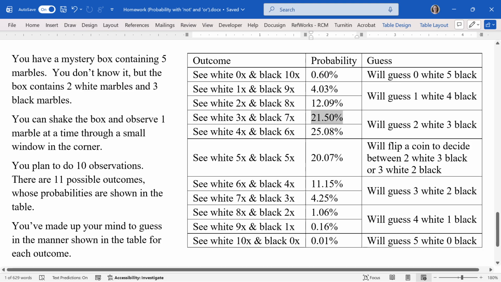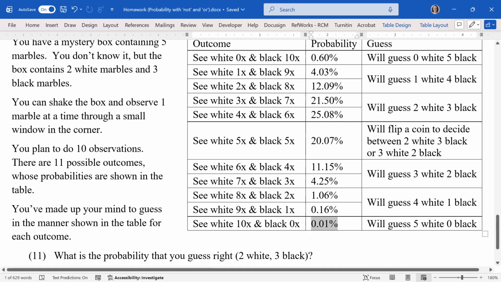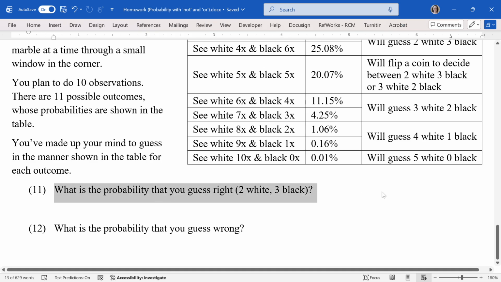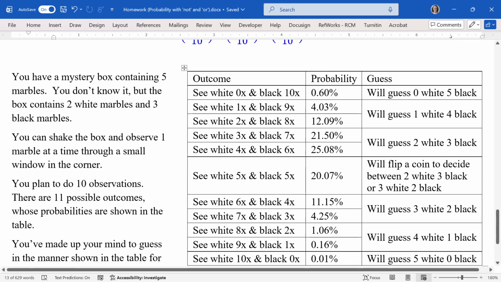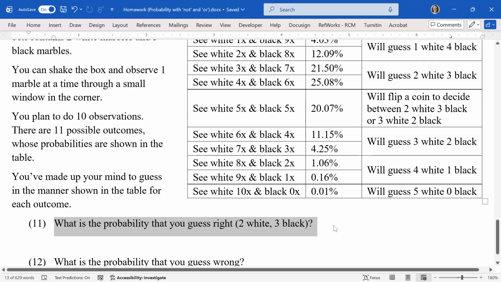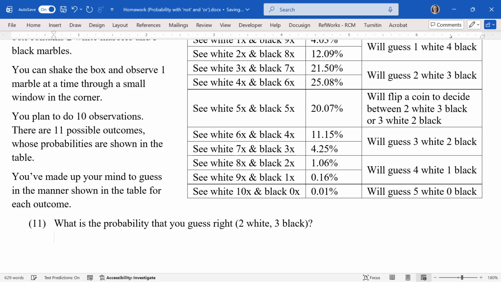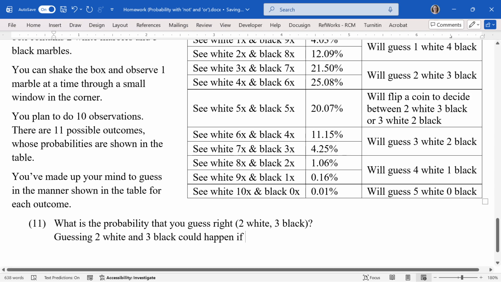But these other outcomes aren't too unlikely. I mean, this is almost as likely, that you would be 1 off from the most likely one. And they taper down as you get further away. Like, all black is really unlikely. All white is even more unlikely. So what is the probability that you guess correctly? 2 white, 3 black. Okay, well, what are the different ways that that could happen? So guessing 2 white and 3 black could happen if I see white 3 times and black 3 times.